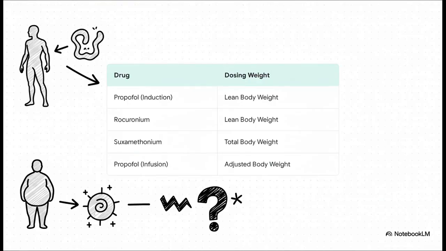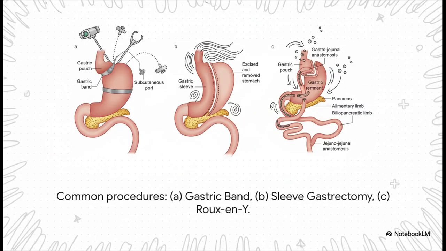And this is where it gets really practical. For our induction dose of propofol, or for a non-depolarizing muscle relaxant like rocuronium, we're going to use that lean body weight. But, and this is a big one to remember for exams, there are important exceptions. For succinylcholine, we actually use the total body weight. Why? Because the enzyme that breaks it down, plasma cholinesterase, actually increases in patients with obesity, so they need more of the drug, not less.